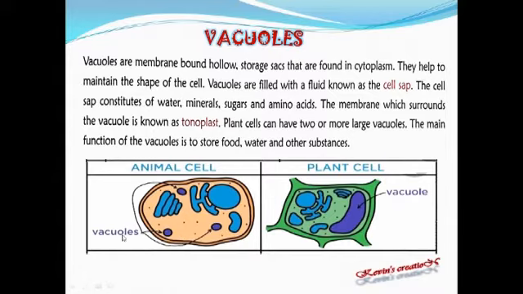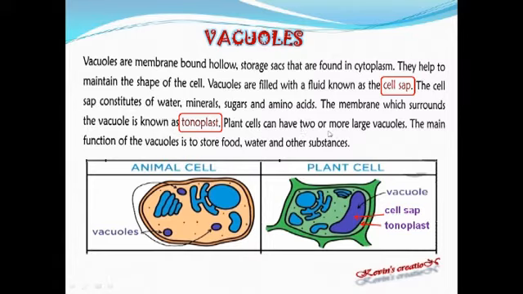Okay, and vacuoles are temporary also. They may contain water, minerals, sugar, amino acids. The liquid inside the vacuole, we call it cell sap. Here you can see vacuoles are filled with a fluid called cell sap. So this is the cell sap, and there is a membrane you can see here. The membrane which surrounds the vacuole is called tonoplast. So here you see this membrane of the vacuole is called tonoplast.